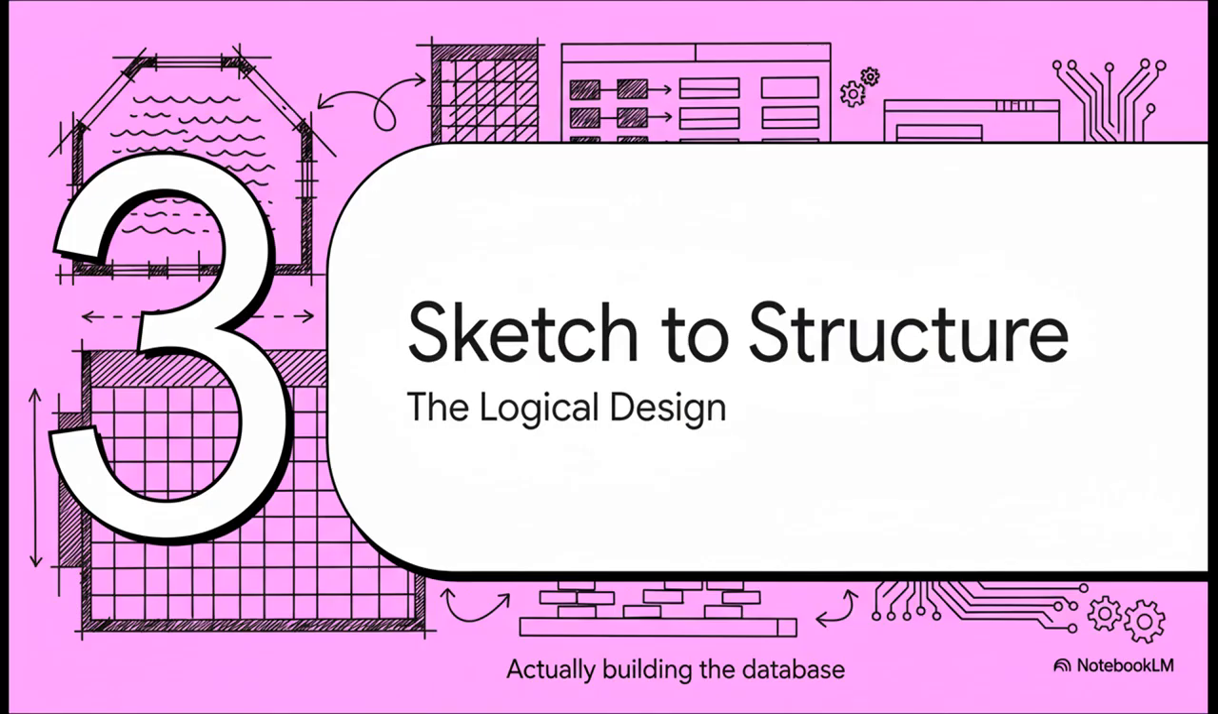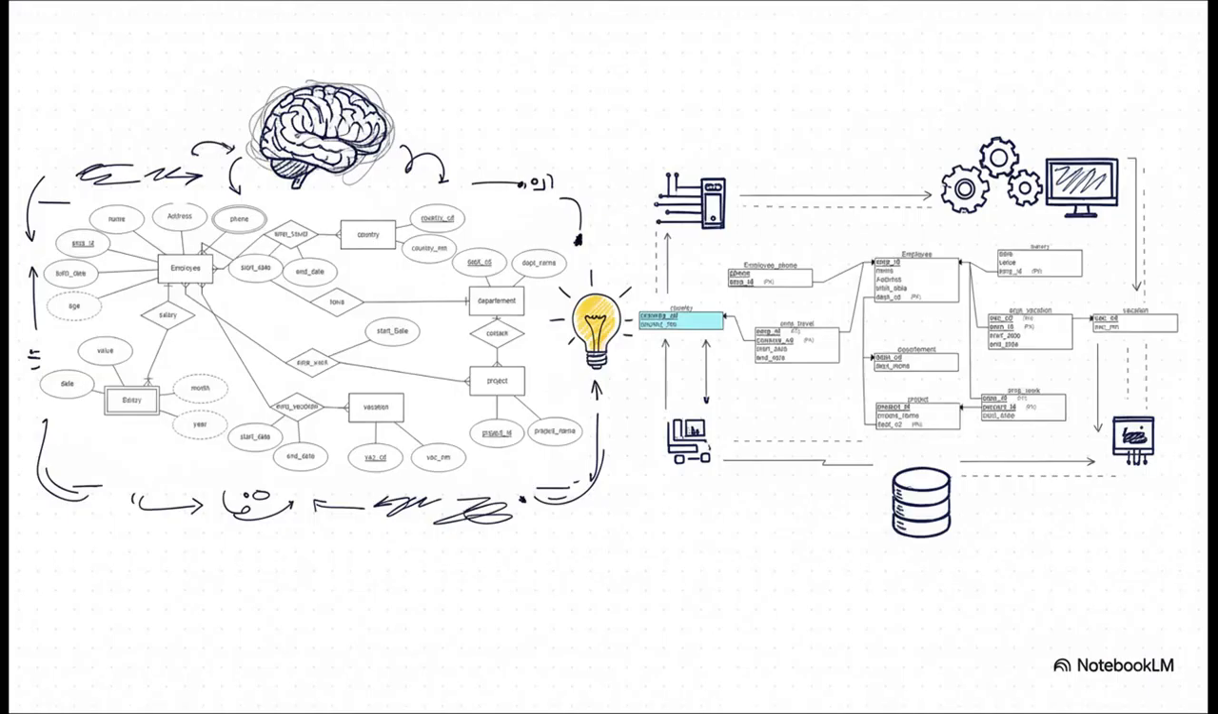Okay, our architect has the conceptual sketch. Now it's time to turn that drawing into a more detailed, technical floor plan. This phase is called the logical design, and this is where we get one step closer to actually building this thing. All right, this is where the magic really starts to happen.